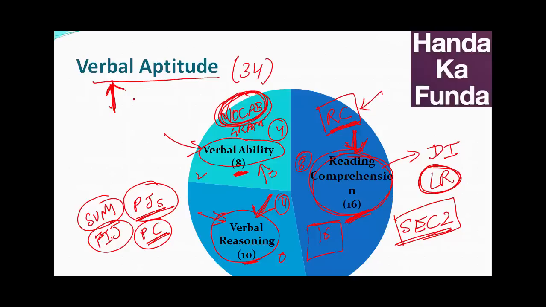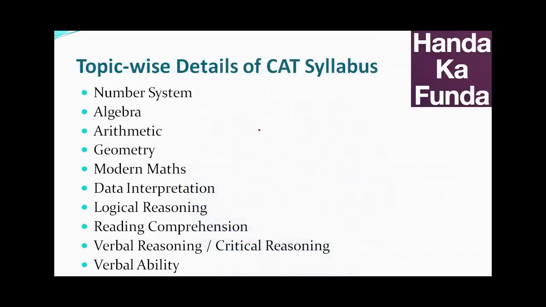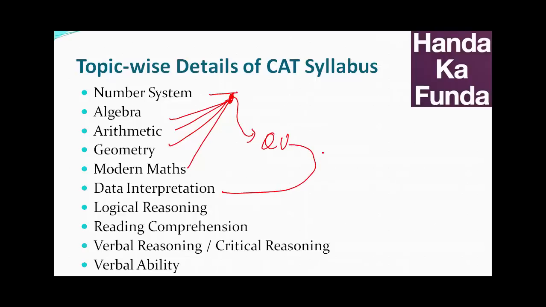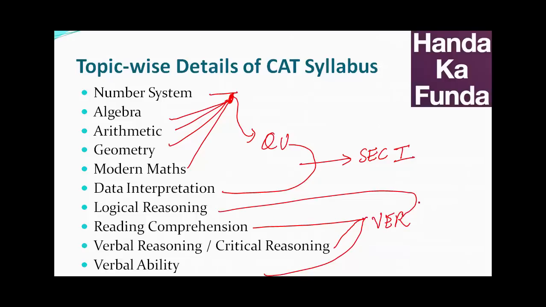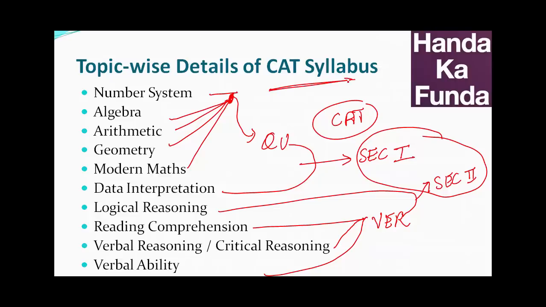And finally, just to give you a summary of what all topics are there. So number system, algebra, arithmetic, geometry, and modern maths. These combine to give you your quantitative aptitude part. Quantitative aptitude and data interpretation, they combine to give you section 1. Very similarly, RC, reading comprehension, verbal reasoning and critical reasoning, and verbal ability, they combine to give you your verbal part. Verbal part with logical reasoning gives you section 2, and section 1 and section 2 combine to give you the entire CAT syllabus. That is what we have been talking about in this particular video.